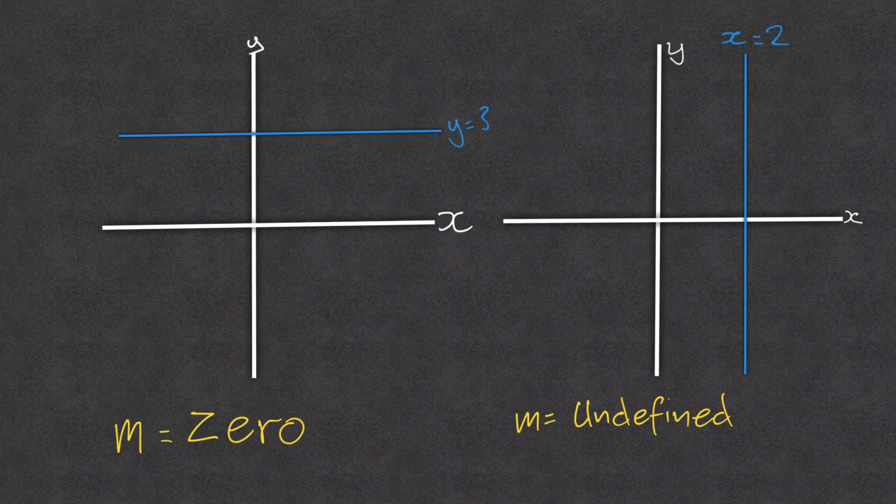And just quickly before we finish, 2 more gradients we need to know. This guy here, the equation for it is y equals 3. It just heads straight across. There's no x in there. Y equals 3. So it doesn't matter what x is, y will always equal 3. So we call that a gradient of 0. And this guy here, when it's heading straight up and down, we call that undefined.